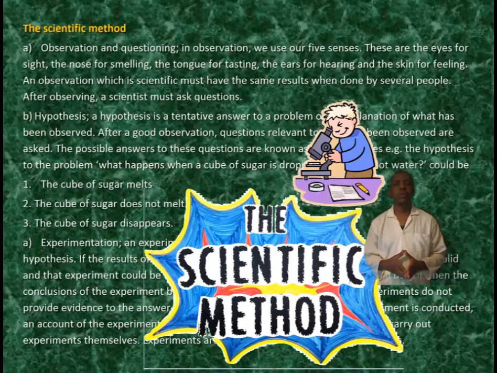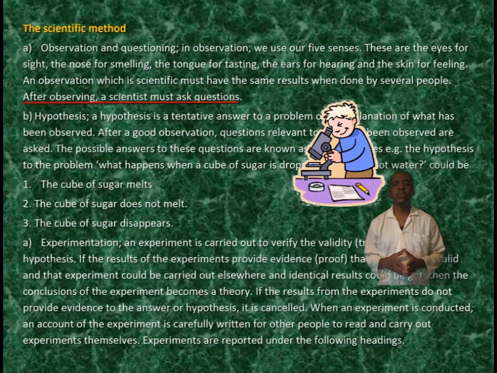The scientific method. A. Observation and questioning. In observation, we use our 5 senses. These are the eyes for sight, the nose for smelling, the tongue for tasting, the ears for hearing, and the skin for feeling. An observation which is scientific must have the same results when done by several people. After observing, a scientist must ask questions.